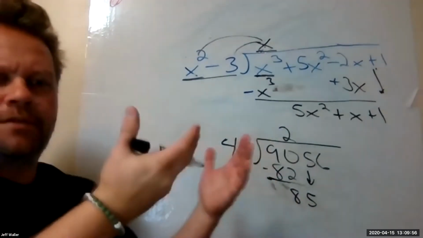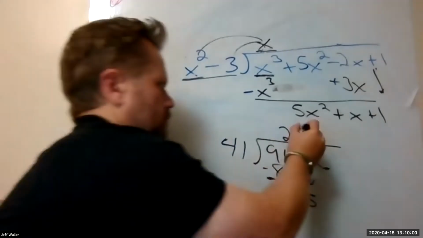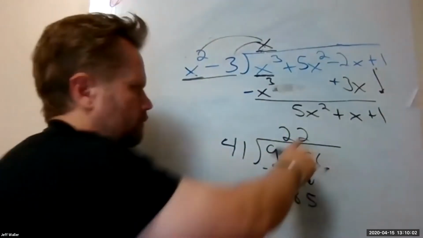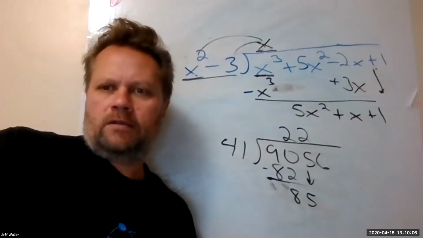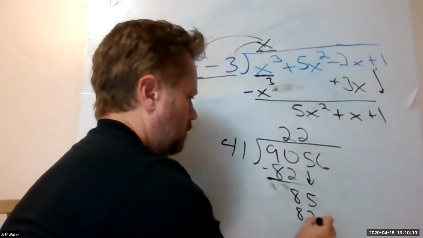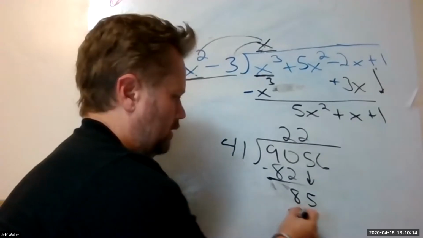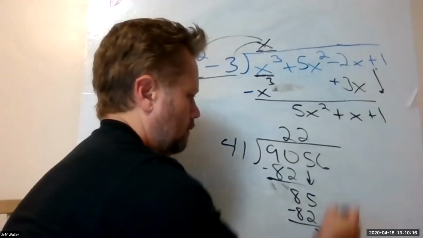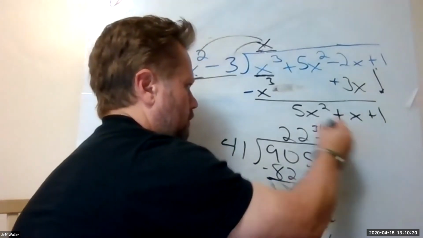Now this happened to be, coincidentally, 4 goes into 8 twice. 2 times 41. Well, there's Alex coming back. 2 times 41 is 82. Change the sign. And then I would write this 36 over 41.